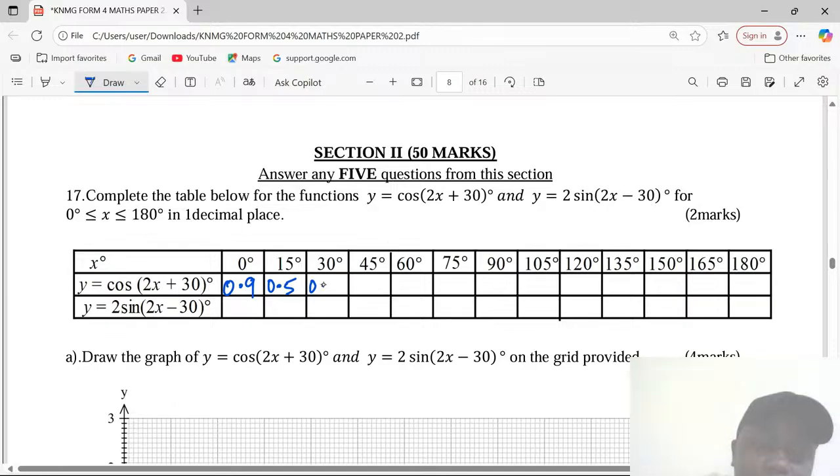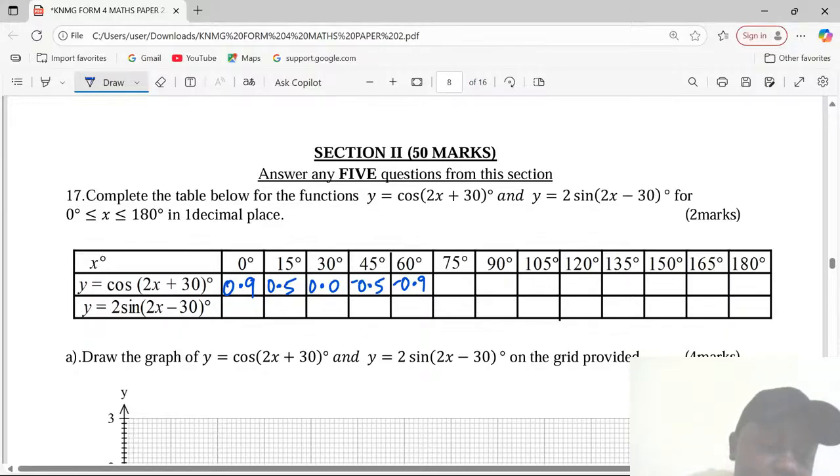But remember the accuracy needed, so you write 0.0. You can't afford to make it a whole number. It must have one decimal point. 2 into 45, then we add 30. So I need the cosine of 120 now, which is negative 0.5. Then at 60, 2 into 60 plus 30. I'm talking about the cosine of 150 now, which is negative 0.9 to one decimal place.